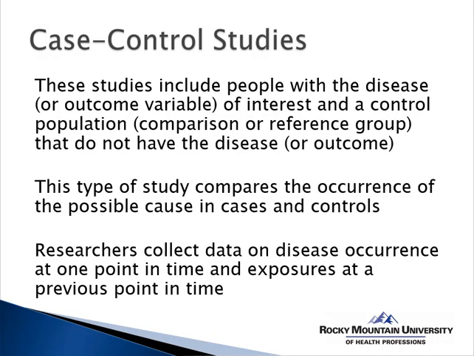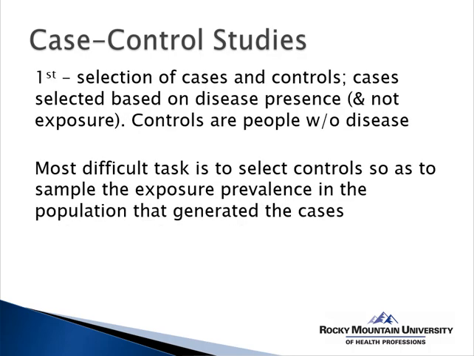These studies include people with the disease of interest and a control population who do not have it. This type of study compares the occurrence of the possible cause in cases and controls. Researchers collect data on the disease, like adhesive capsulitis, at one point in time, and then exposures at a previous point in time. So it's important to be able to identify your cases and then your controls. Controls, again, are people without the disease but are similar. So, for example, if you had a disease that was common only in women, your controls should not include men. They should include only women, but they should be women who do not have the disease.